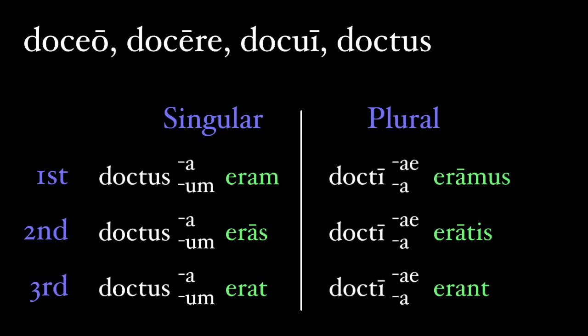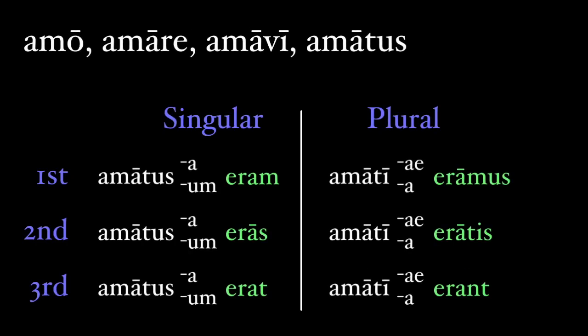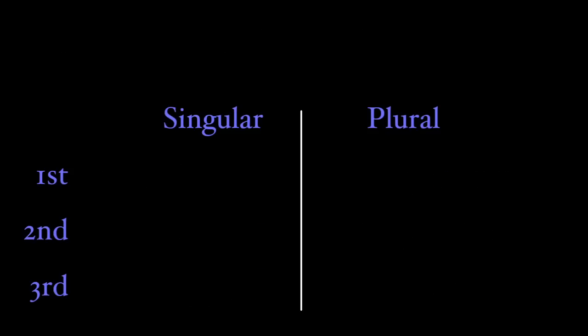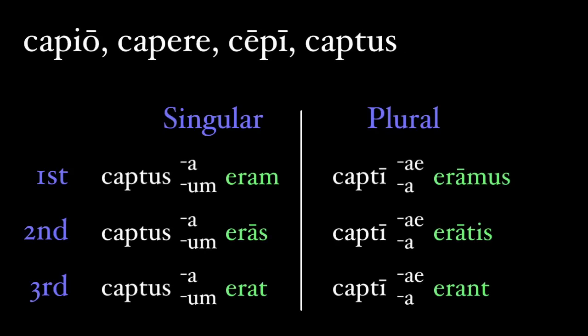And in the plural, docti, -ae, -a eramus, and notice that the participle part changes. Docti, -ae, -a eratis, and docti, -ae, -a erant. And that's it. And we do these exact same steps for every single verb. The fourth principal part, the perfect passive participle, make it an adjective, then add the imperfect tense of sum. So for amo, amare, amavi, amatus, we have amatus, -a, -um eram, etc. And the same for capio, capere, cepi, captus.